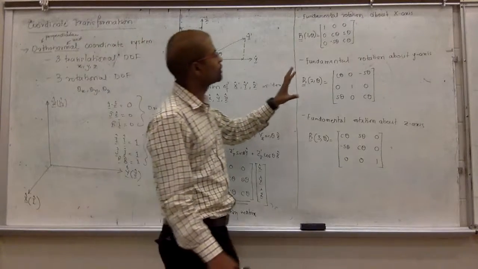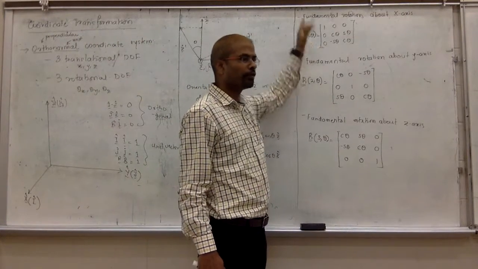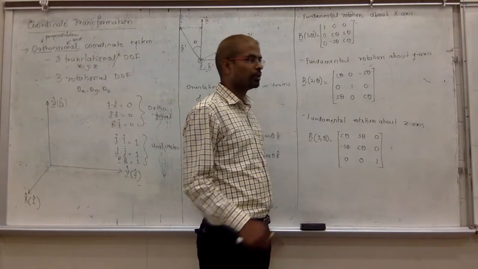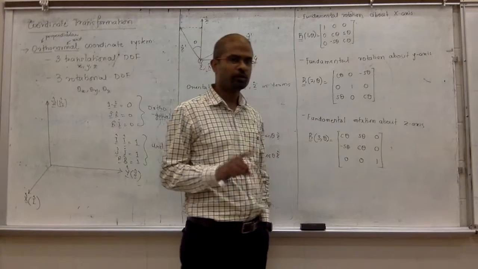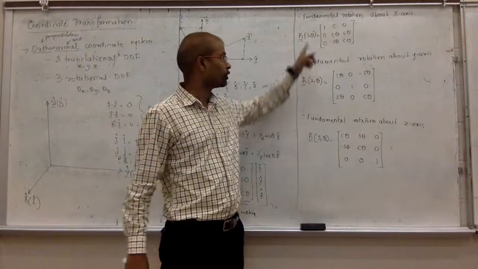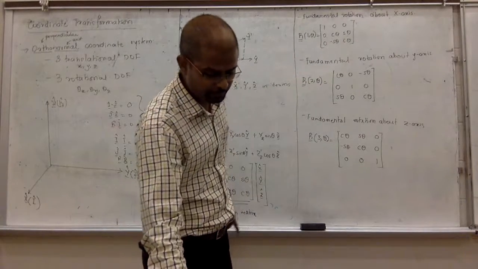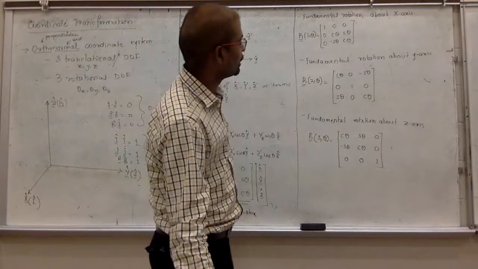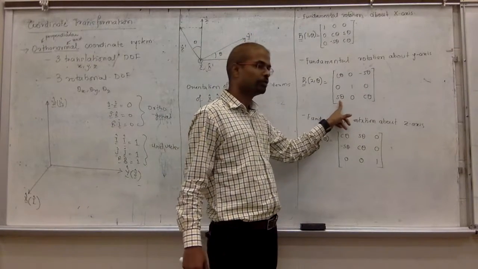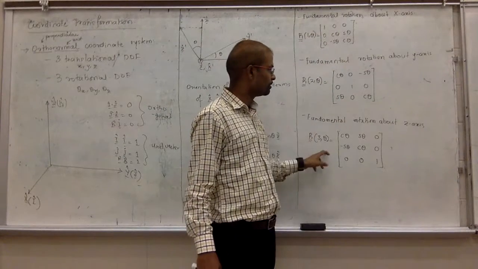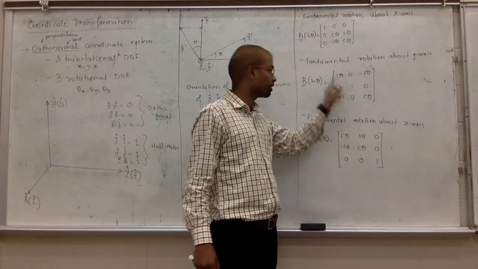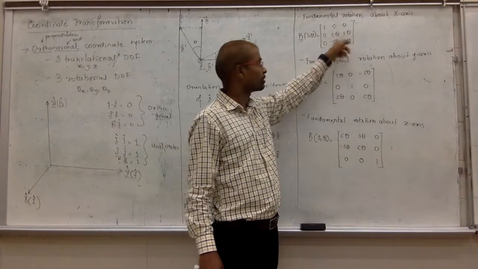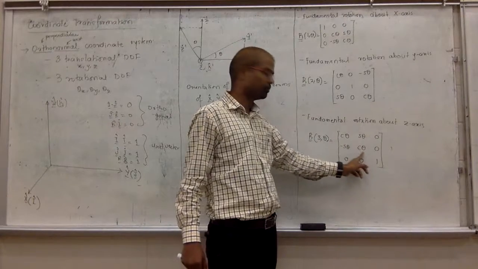So the first thing you're going to do is, if it's one, you populate the first row and first column. You see it? The element in the first row and first column is 1, if it's a 1 rotation. If it's a 2 rotation, the element in the second row and second column is 1. Okay. So this will change. So x and z, the diagonal elements are always cosine theta. Cosine theta, cosine theta, cosine theta. Okay?